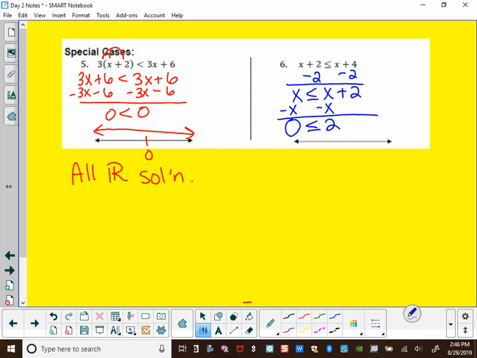That does not make any sense because we don't have a variable to compare anything. So your answer is just going to be no solution. You don't have to graph anything. You can abbreviate or you can write it out. Your answer is no solution. Make sense?